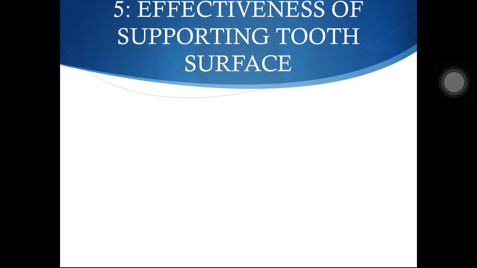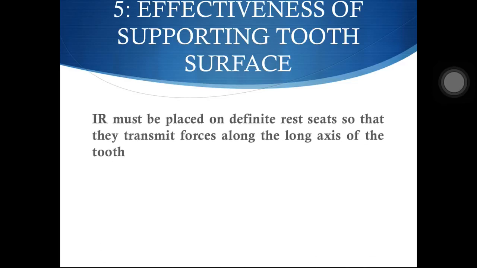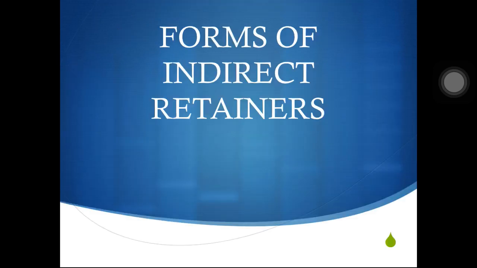Effectiveness of supporting tooth surface. Supporting tooth surface means the surface over which the indirect retainer has been given. Effectiveness can only be achieved by proper rest, proper formation, proper mouth preparation of the area over which the indirect retainer has to be given. It should be placed on definite rest seat so that they transmit forces along the long axis of the tooth.